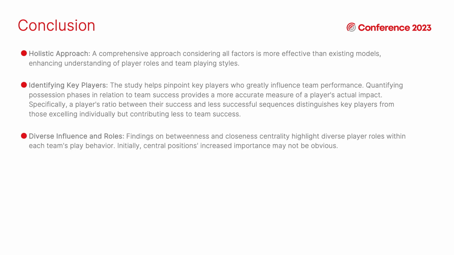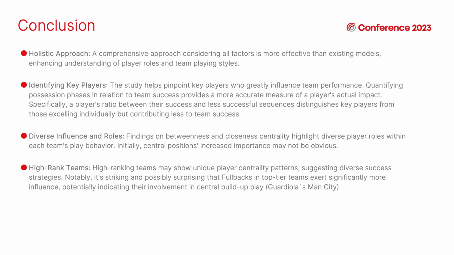Diverse influence and roles. The findings on betweenness, closeness and centrality highlight diverse player roles within each team's play behavior. Initially, the importance of central positions may not be obvious. A very key finding for us is that in the high-ranked teams, the build-up is mainly initiated by the back players, and they extend the play a lot more because they are higher in betweenness ratio and also in the closeness ratio. But we find this not just in possession-based team playing styles, we also find the same thing in Liverpool.